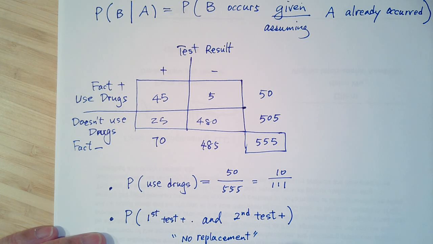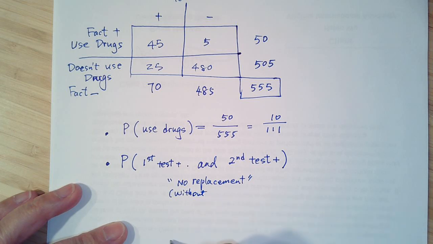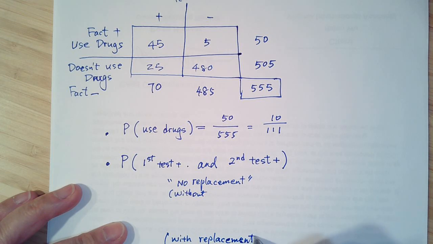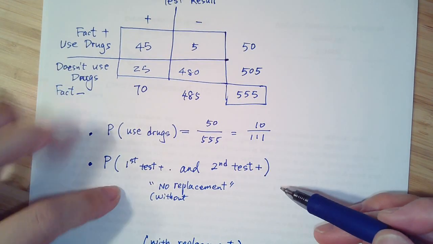Or we say without replacement. It's the same thing. Without. What about with replacement? So we look at these two situations. Replacement, okay. All right, okay. Now, a randomly selected person comes out.